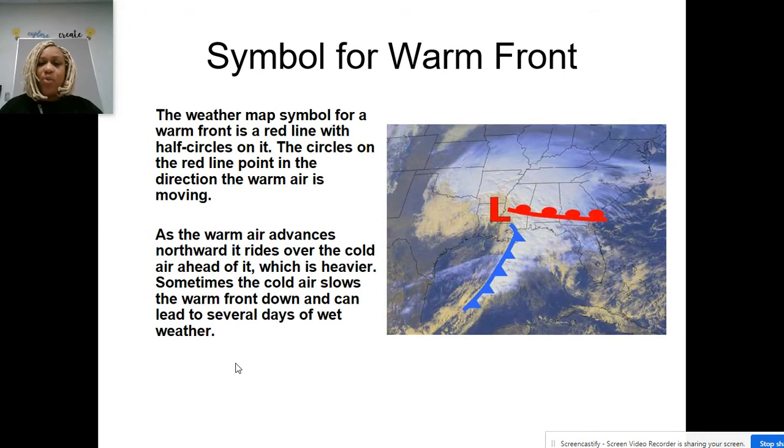So the symbol for a warm front: you have the red symbol right here with the little circles on it. The circles on the red line point in the direction the warm air is moving. All right. As the warm air advances northward, it rides over the cold air ahead of it, which is heavier, right? Remember, cooler air is denser, heavier. Okay. Sometimes the cold air slows the warm front down and can lead to several days of wet weather.